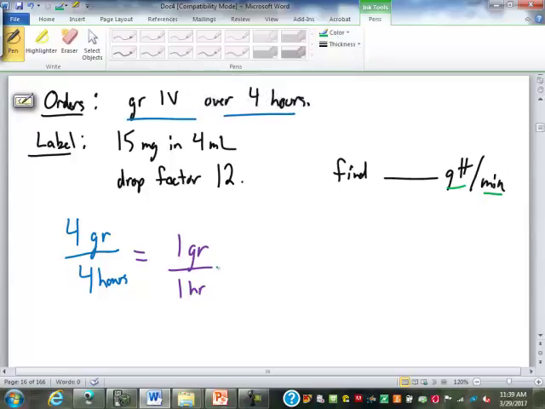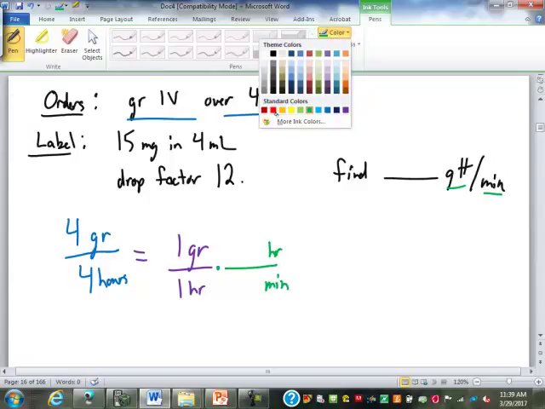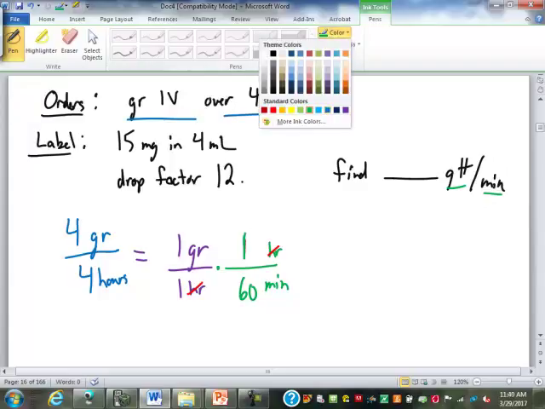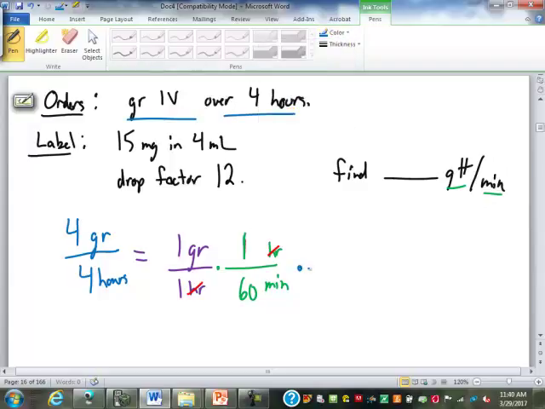So I'm going to change the hours, since that's going to be the simplest part here. So the hours are going to go on top, so they'll cancel out. And 1 hour is 60 minutes. So now we're in grains per minute. We have to get rid of the grains. So I'll put grains on bottom.